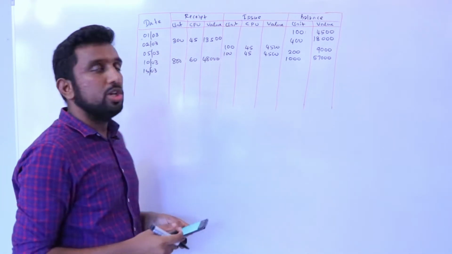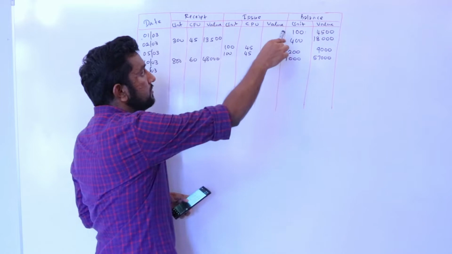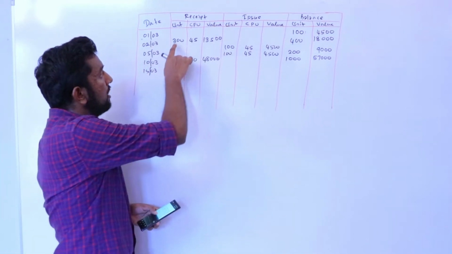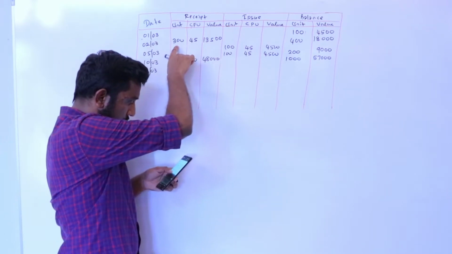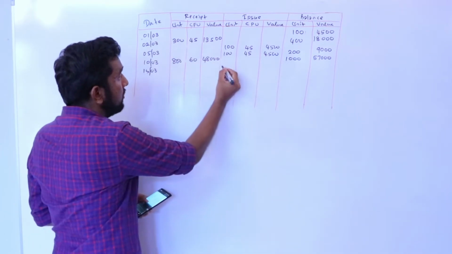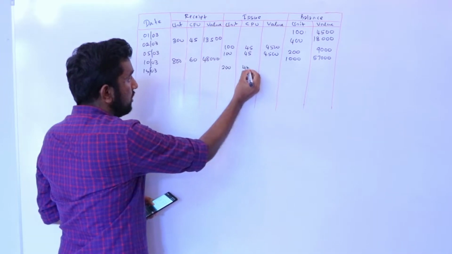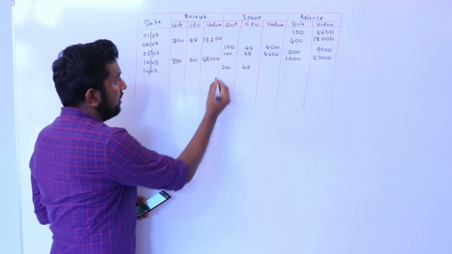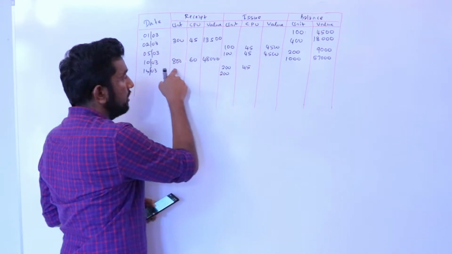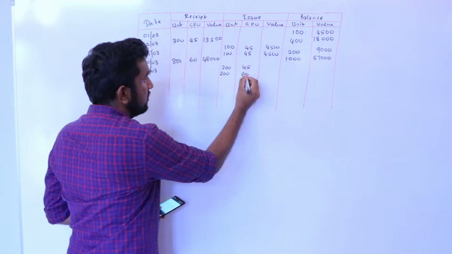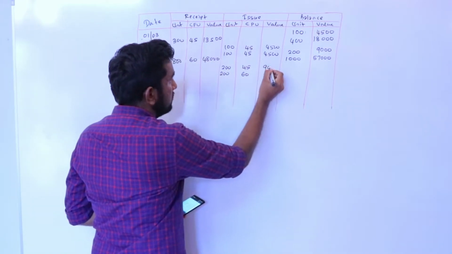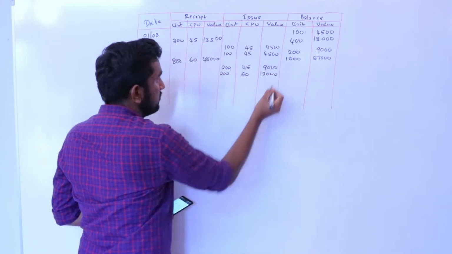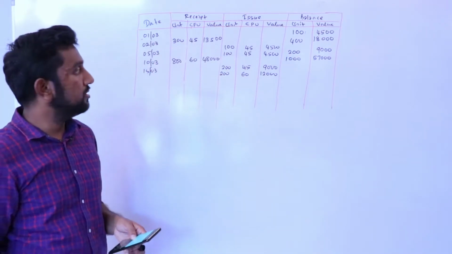So how are we going to issue 400? The initial opening balance is done. Then I took 100 from here. Now I have to issue 400, so I have to take the remaining 200 from this, and the remaining 200 from here. So 200 at 45 is 9,000. And this is how much? 12,000, right? So total issue is 21,000.